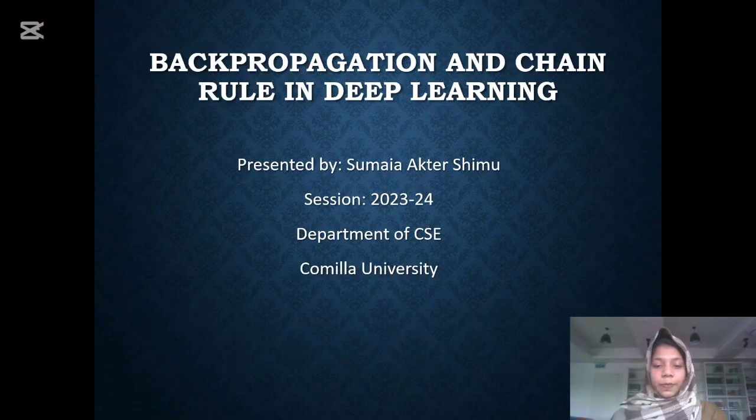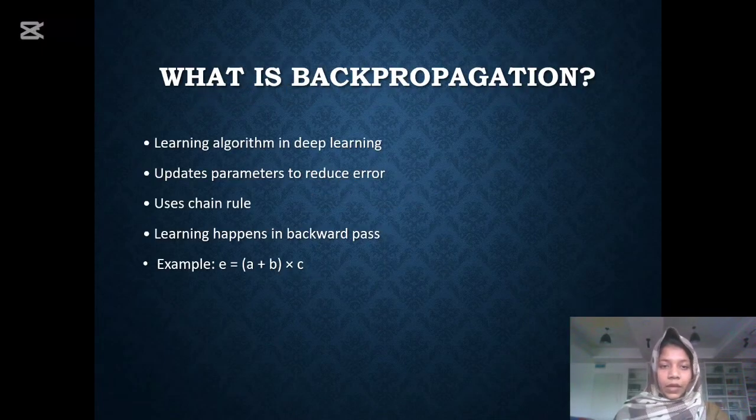Today I would like to explain how backpropagation works in deep learning, with a special focus on the backward pass and the chain rule. First, we need to know what backpropagation is. Backpropagation is a learning algorithm used in deep learning. It updates the parameters to reduce the loss.